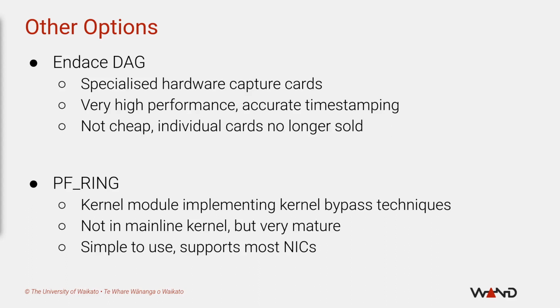Another option, and one that I'm only downplaying because I don't have much experience with it myself, is PF_RING. This is another kernel bypass technique that is implemented as a kernel module and has been developed by the same people behind ntop. The module isn't in the mainline Linux kernel itself, but PF_RING is very mature and has been around for a very long time. PF_RING is widely supported by a variety of network cards and Unix-based operating systems and has a reputation for being straightforward to use. And it also has very good documentation based on what I've seen.